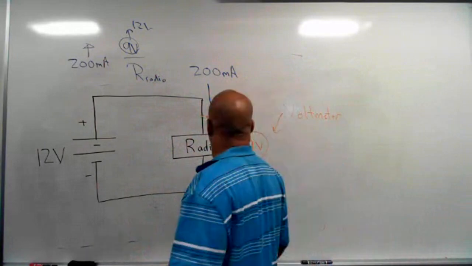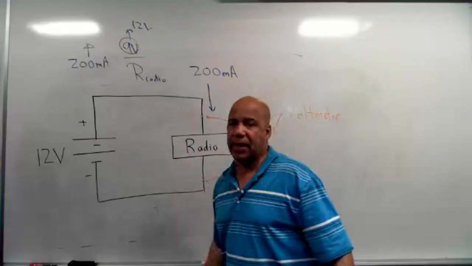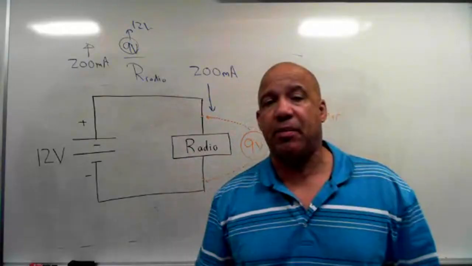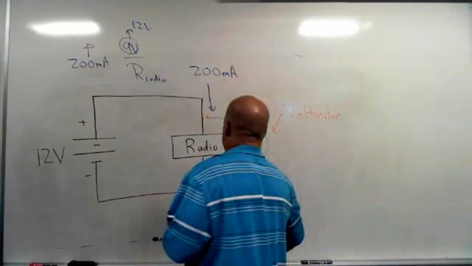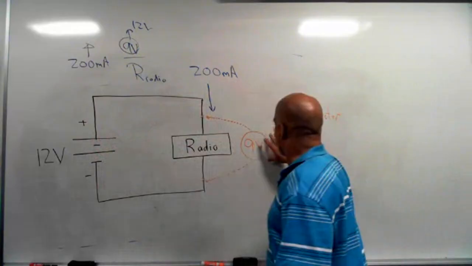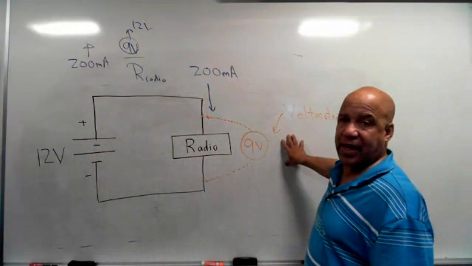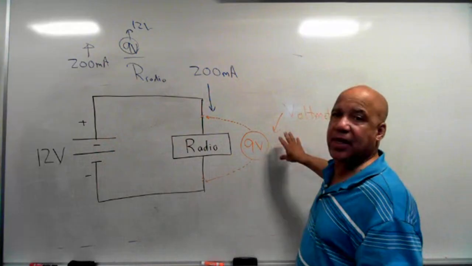You can't say to yourself, well, I only need 9, I got 12, let me connect that baby right up and get it to work. It may work for a minute, but you're going to fry it. So you don't want to do that. What you want to do is some kind of way reduce this voltage down to a safe level that the radio can handle. In this case, we need to drop the voltage from 12 volts to 9 volts.